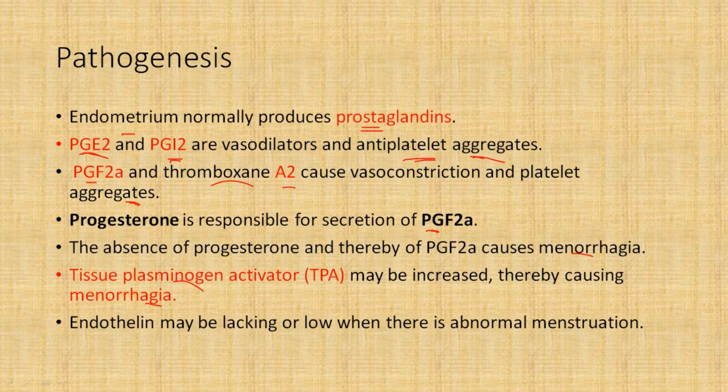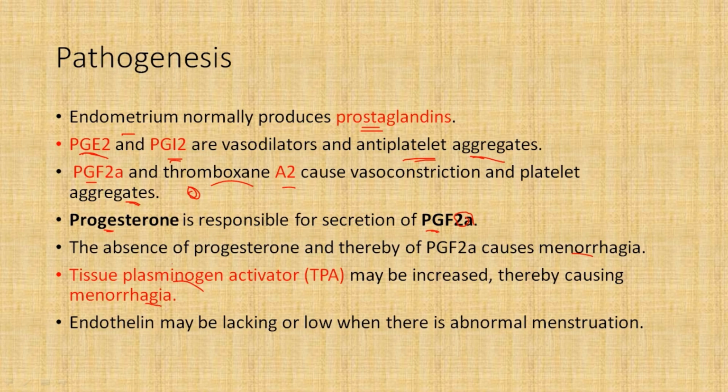So here, the endometrium normally produces prostaglandins, prostaglandin E2 and prostaglandin I2. Prostaglandin F2A and thromboxane A2 cause vasoconstriction and platelet aggregation, which will decrease blood loss. Now, progesterone is the basic hormone that is responsible for what? Secretion of this hormone, PGF2A, that's prostaglandin F2A.